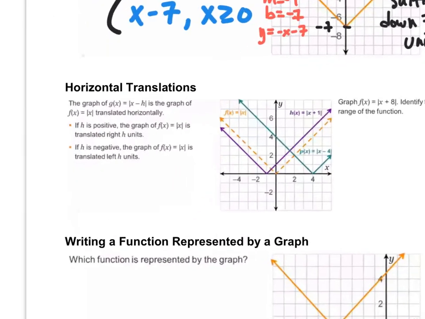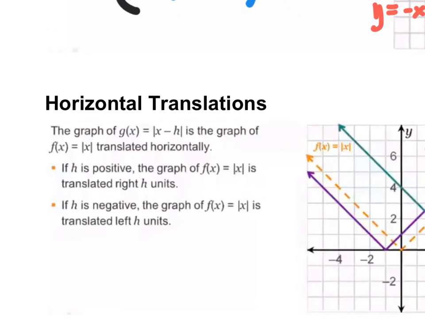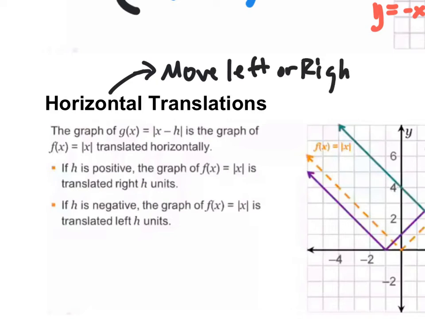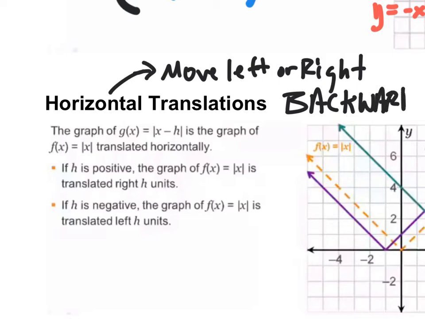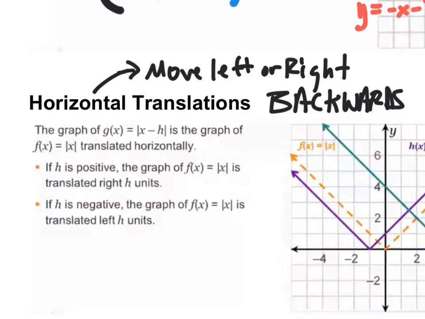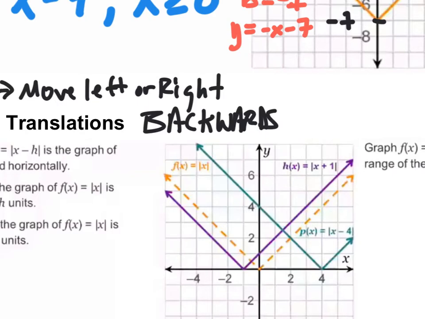Okay? So now the other thing is we have horizontal translations. And this is when you move a graph either to the left or to the right. Now this one is a little weird. This one is backwards, so I'm going to write that in big, bold words, and this is backwards from the other one. With the other one we just followed the sign.